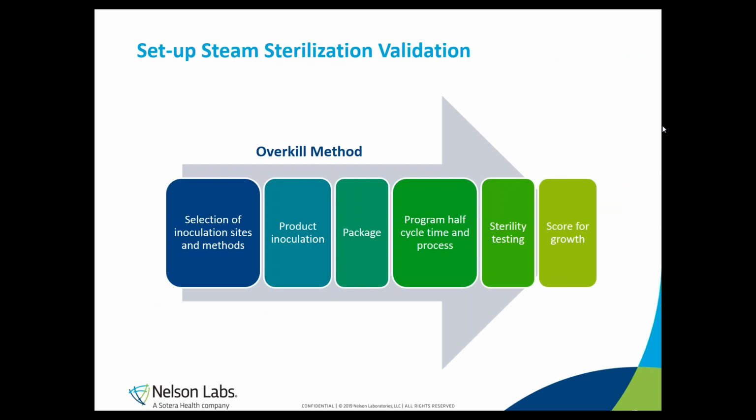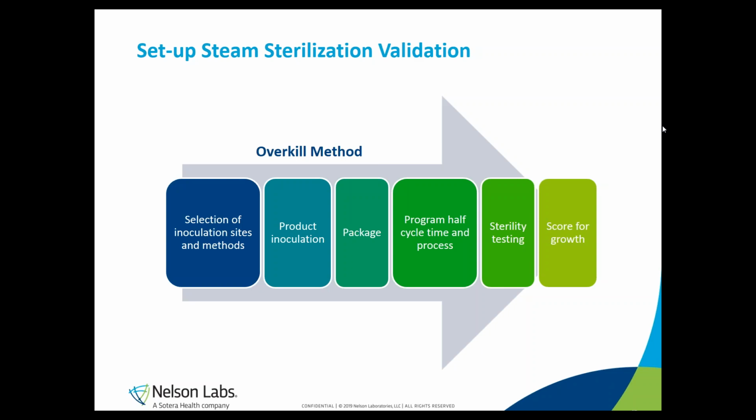This slide gives you a high-level overview of our approach when it comes to validating a steam sterilization cycle. As I already told before, pre-vacuum steam sterilization is validated to a sterility assurance level of at least 10 to the -6. And the preferred method to do so is the biological indicator overkill method. Why? Well, I will explain this in the next slide.